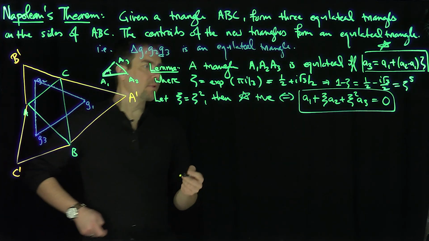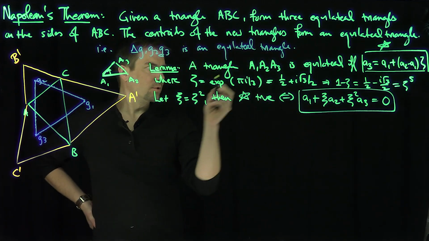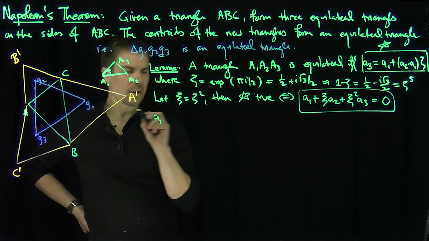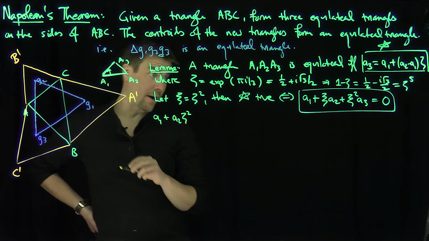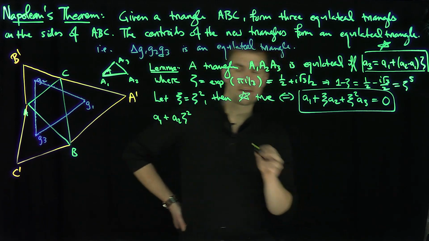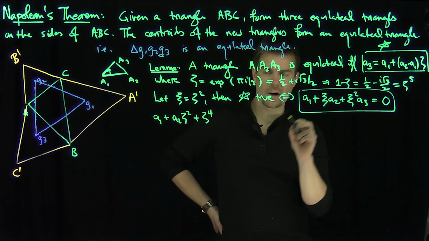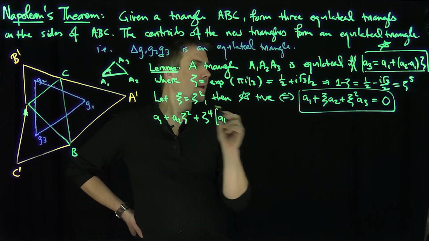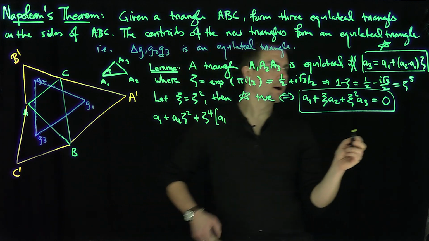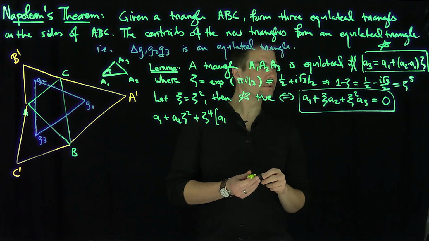So how do I prove something like this? Well, let's assume that star is true. Then I have a1 plus a2 zeta squared, because that's what xc is. Then I have zeta to the 4th, that's what xc squared is. And let's fill out what a3 is going to be. A3 is going to be a1, and then plus what? So we really turn this into a what?